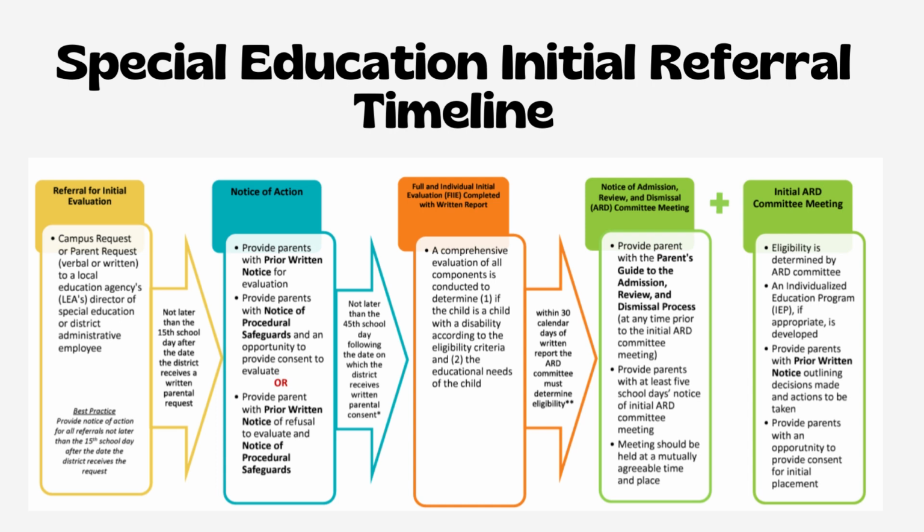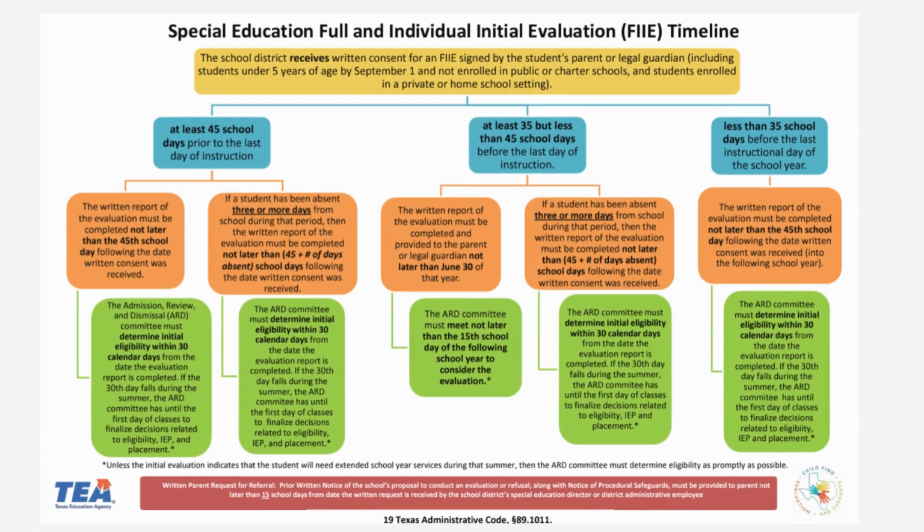Plus, at the initial committee meeting, eligibility is determined by our committee. An individualized educational program, if appropriate, is developed. Provide parents with prior written notice outlining decisions made and actions to be taken. Provide parents with an opportunity to provide consent for initial placement.